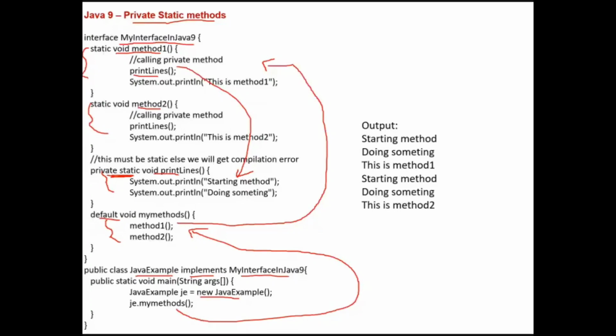After that, control will come to here. So this is method 1, so this will be printed. After that, this method 1 is over. So control again will come to here, and then control will come to here.